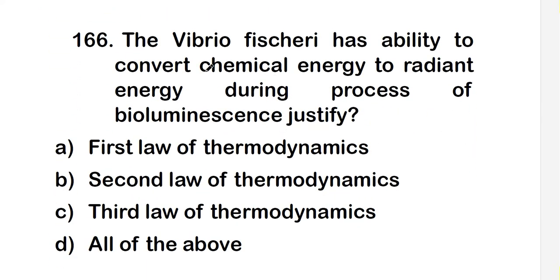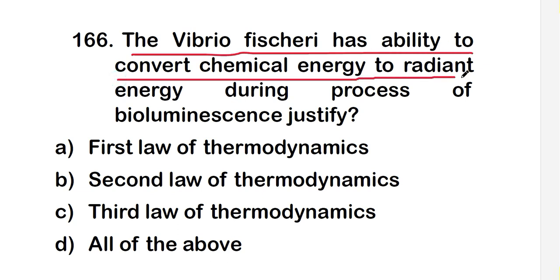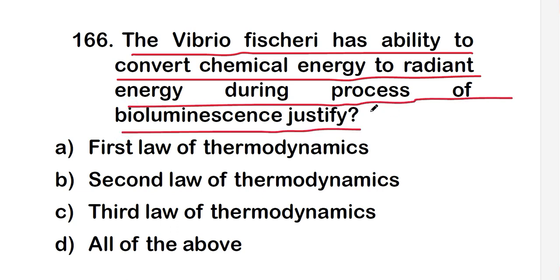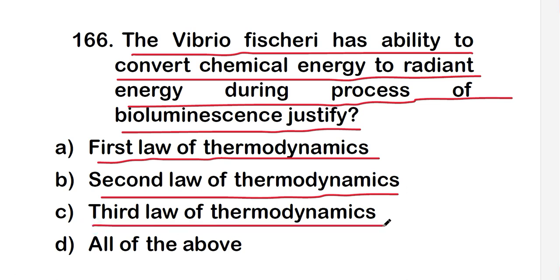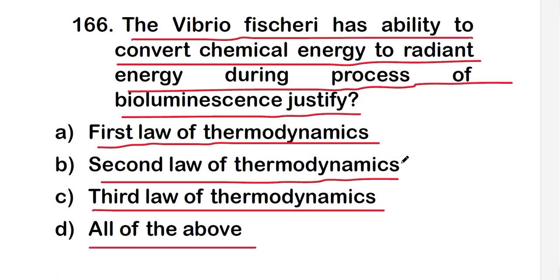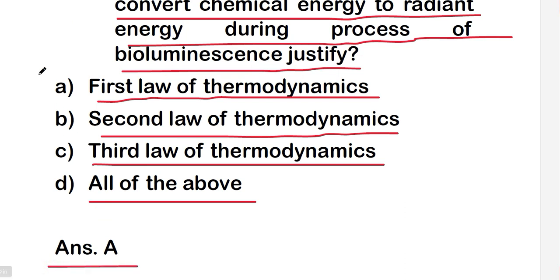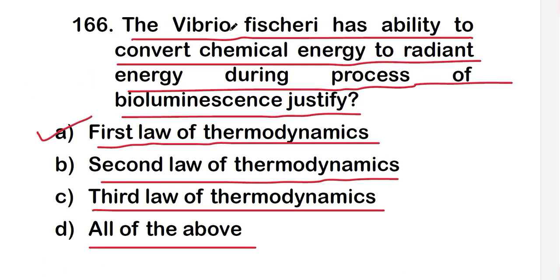Let's move on to 166. The Vibrio fischeri has the ability to convert chemical energy to radiant energy during the process of bioluminescence. Justify your answer. The options are option A, first law of thermodynamics, option B, second law of thermodynamics, option C, third law of thermodynamics, or option D, all of the above. The right one is option A, that is the first law of thermodynamics.